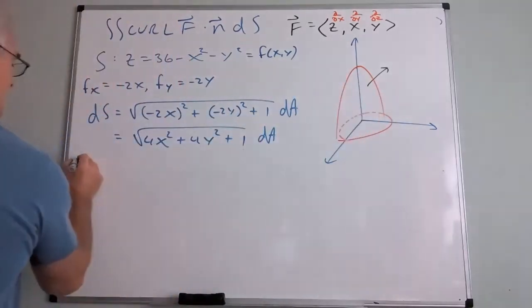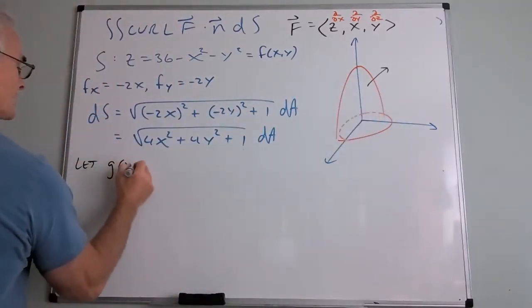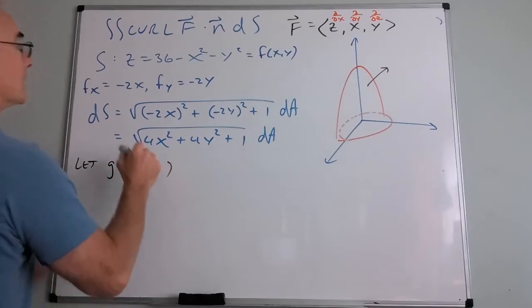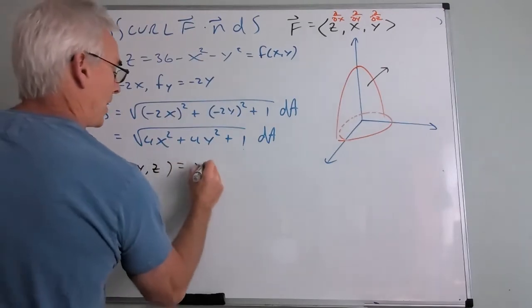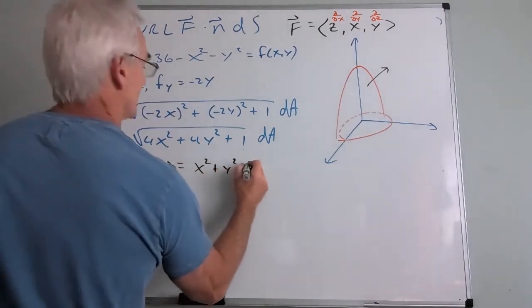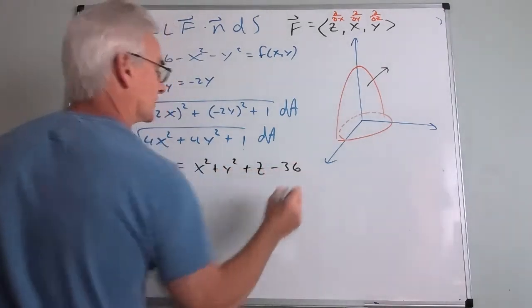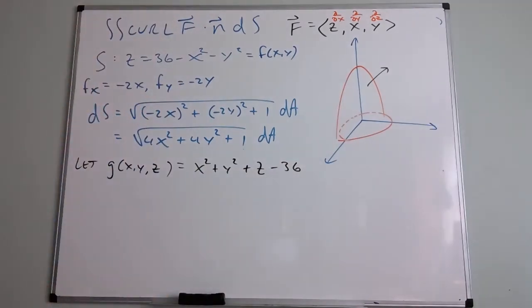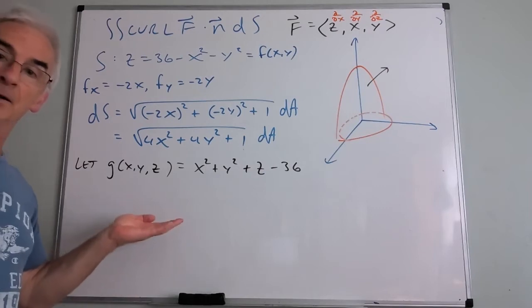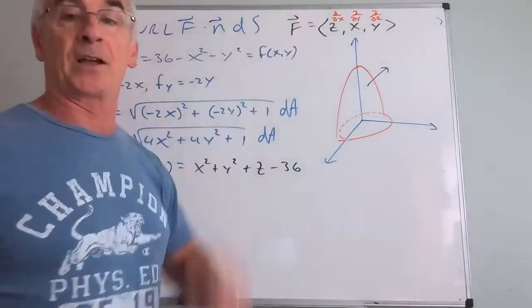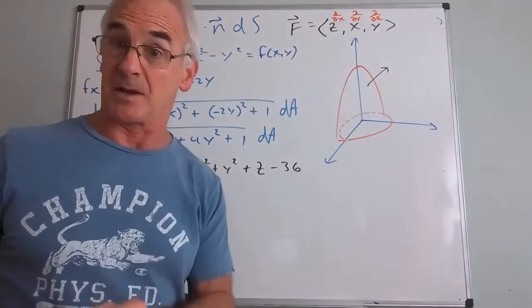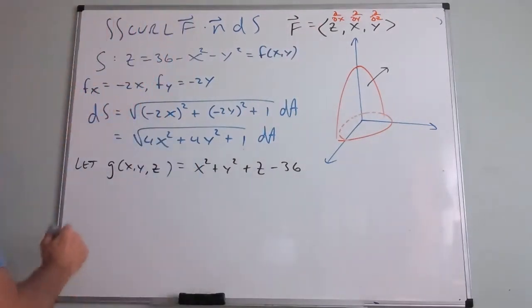So I'm going to let g of x, y, z, okay, I want the z positive, so I'm going to throw everything on that side. So positive x squared plus y squared plus z minus 36. Okay, does it matter? Yes, because when I take the gradient here, if I subtract it the other way, my gradient would be the opposite sign, which means the final answer to the problem would be the opposite sign. And that actually is quite important.